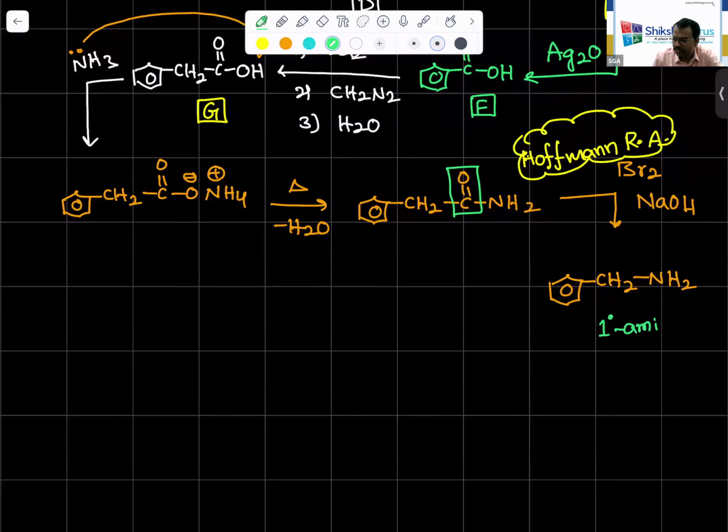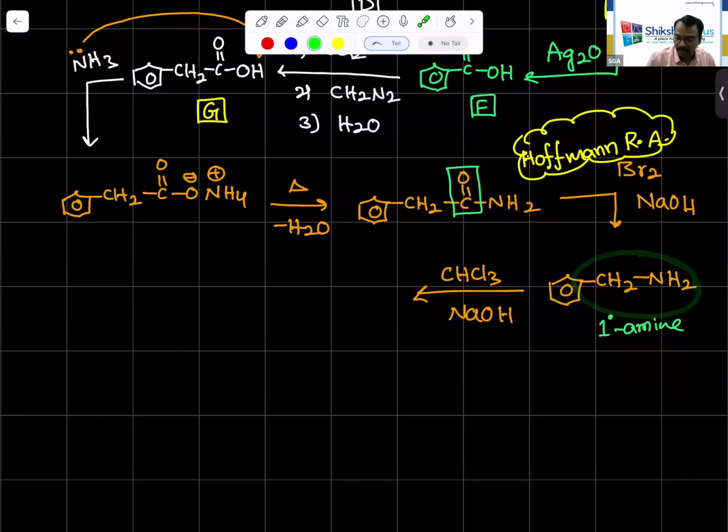Now, in the next step, it is treated with chloroform in the presence of alkali. Now, in the presence of chloroform and alkali, there are two more very important reactions. One is the Reimer-Tiemann reaction. Next one is the carbylamine reaction. Now, for the Reimer-Tiemann reaction, we need phenol, but it is not phenol. It is a primary amine. A primary amine, when treated with chloroform in the presence of alkali, this reaction is the carbylamine reaction, or we can say the carbylamine test.